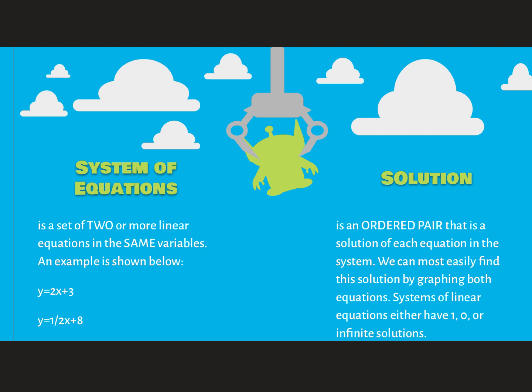Solution. So this is not a term that you haven't heard before, but when we're talking in terms of a system of equations, a solution is an ordered pair that is a solution of each equation in the system. We can most easily find the solution by graphing both equations. Systems of linear equations either have one, none, or infinite number of solutions.